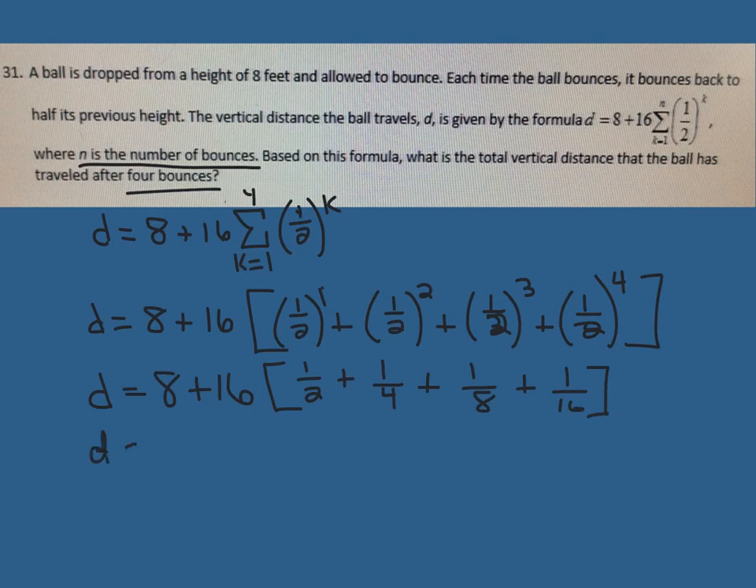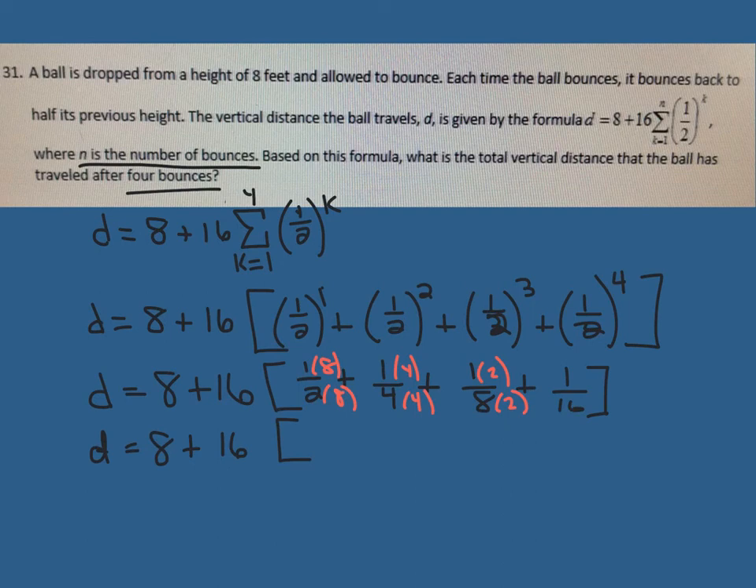All right, so we'll have d equals 8 plus 16 times, I'm just going to do this quickly. If you want to add these fractions, you would find a common denominator, which would be 16. Technically you can use your calculator, but I prefer for you not to. To get the first fraction to have a denominator of 16, we multiply by 8 over 8. The second fraction, we multiply by 4 over 4. The third fraction by 2 over 2. And the last fraction already has a denominator of 16. So 2 times 8, 4 times 4, 8 times 2, and 16, they all say 16.